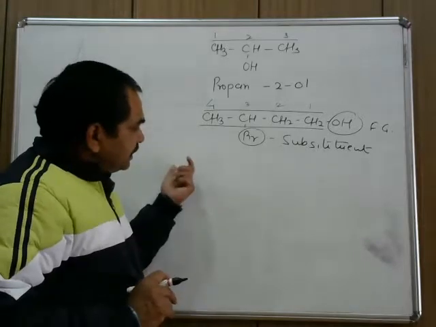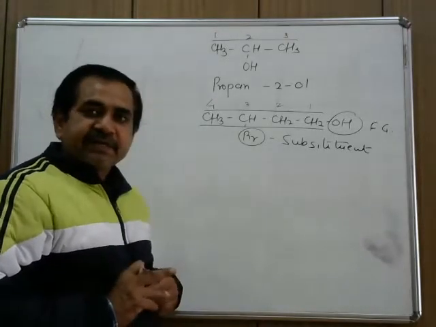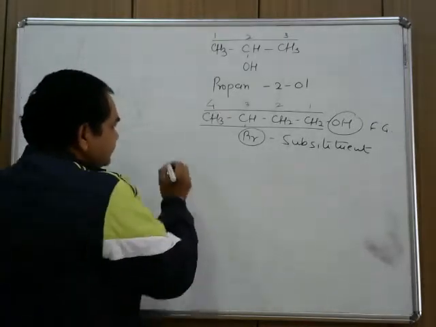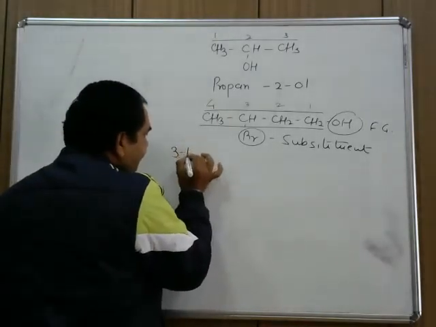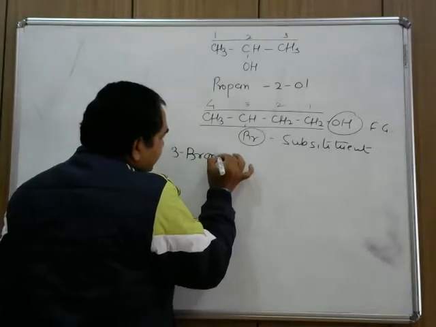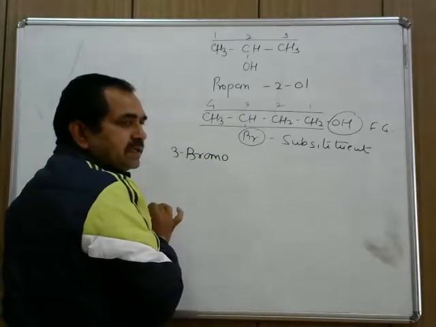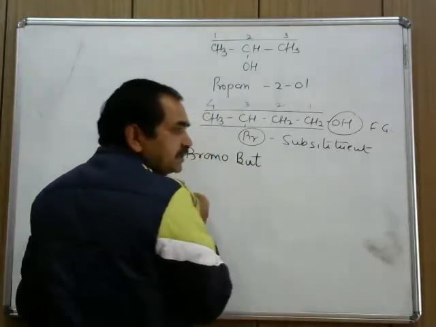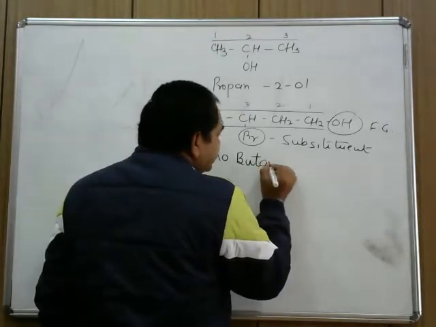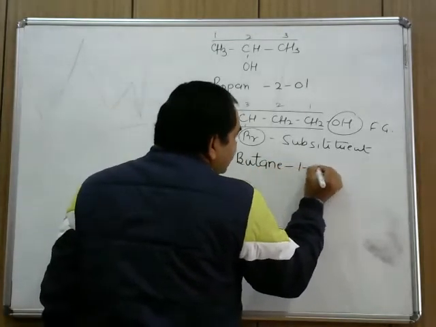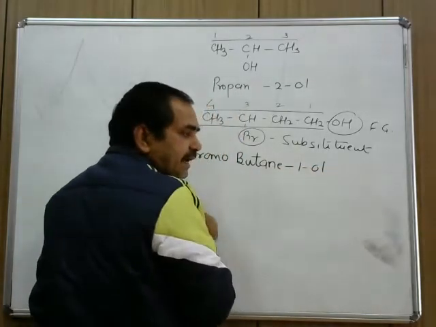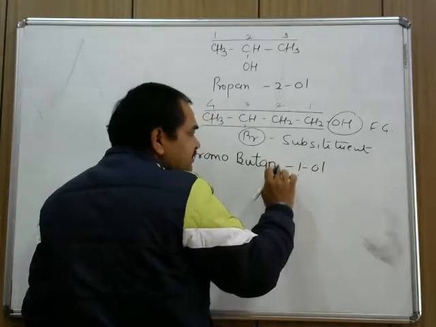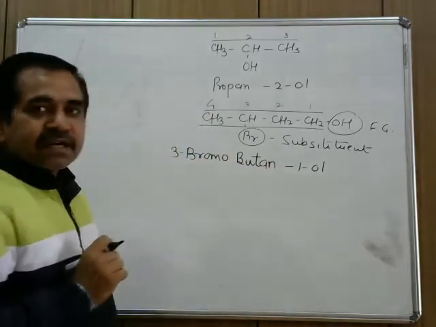Now we come to the naming part. First the substituent is written. So it is 3-bromo, then the root word but, suffix 1 an, 1-ol, and again since this starts with a vowel, the e of suffix 1 is not written.